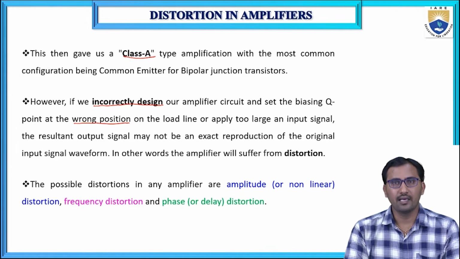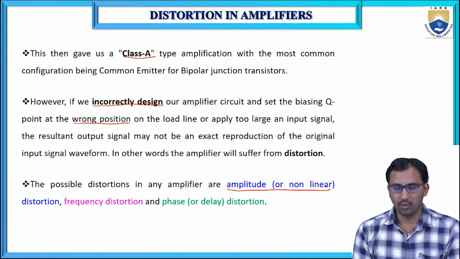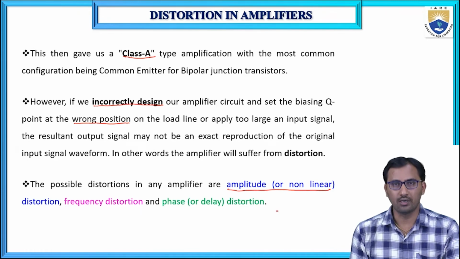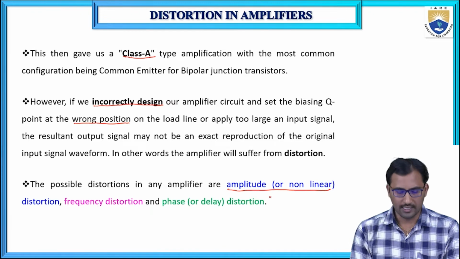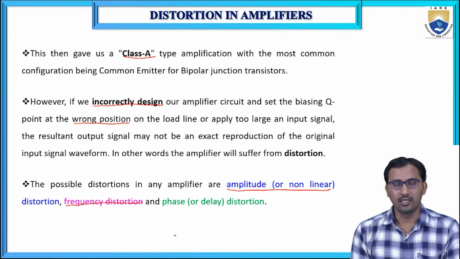If you take any amplifier, generally three types of distortions occur: first, amplitude distortion or non-linear distortion; second, frequency distortion; and the third one, phase distortion. These are the three main distortions that occur in general in amplifier circuits.